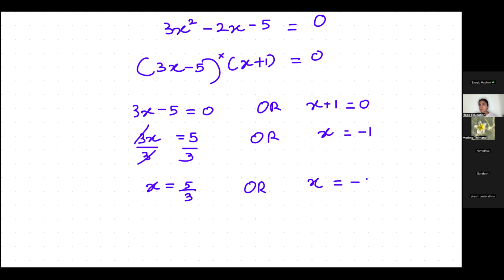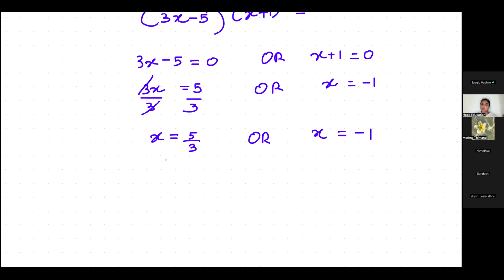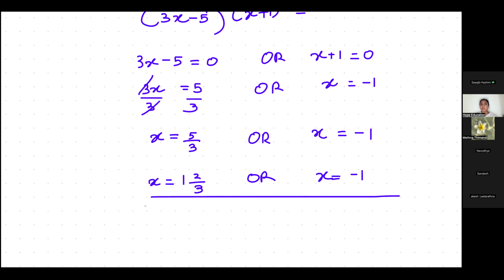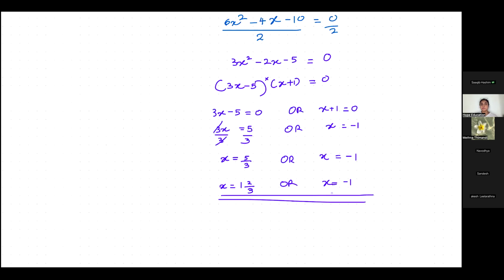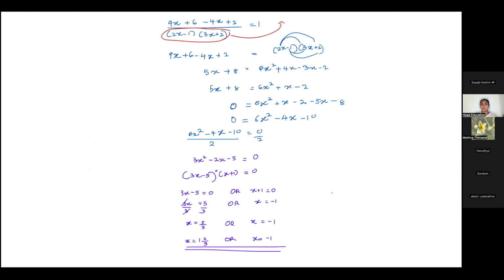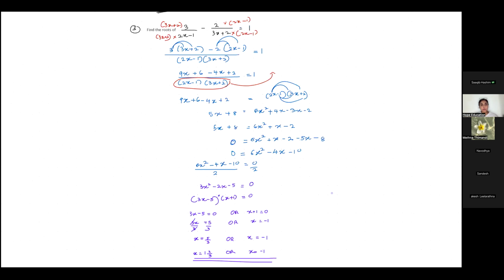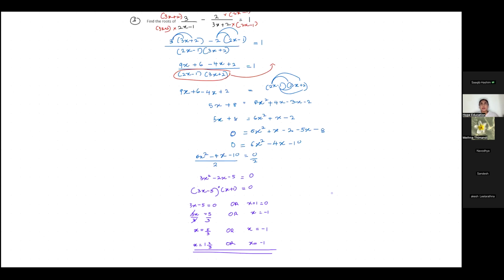Now, we can convert it to a mixed number. So we get 1 and 2 over 3, or x equals minus 1, like this. Is this clear to all of you? Give me a thumbs up. It's quite a lengthy question, but this is the type of question you will be getting for the exam. Now, the exercise we will discuss, but this is the standard.